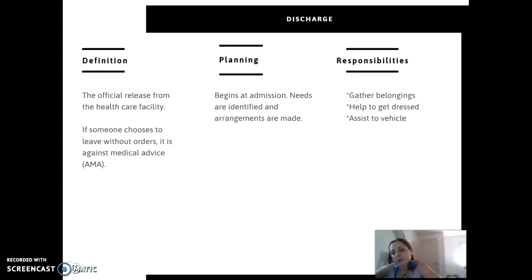The responsibility for the CNA during a discharge is to make sure that all belongings leave with that person, to help them get dressed and ready to go, and to assist them to the vehicle. Usually in a hospital setting, we take people out by wheelchair and make sure that they're in their vehicle and safe to go before we walk away from them.